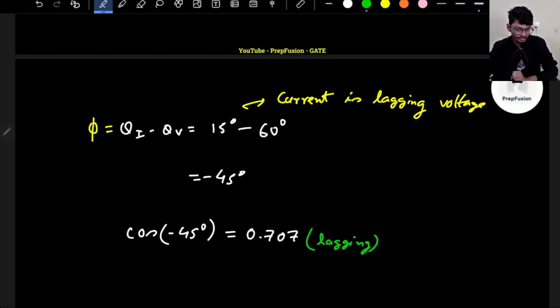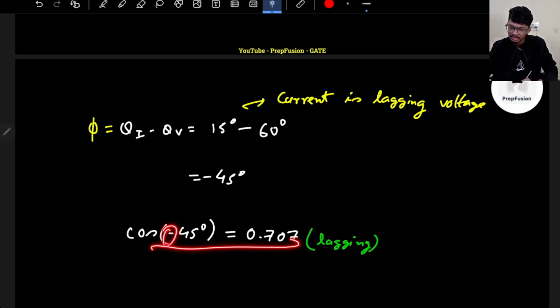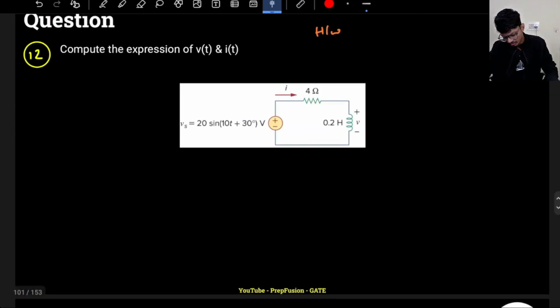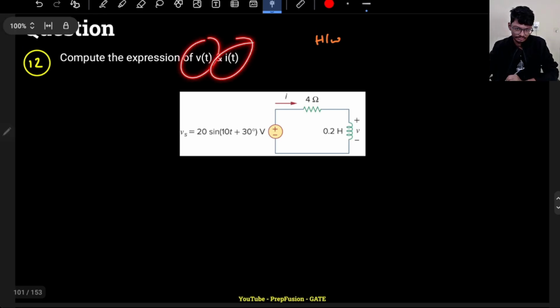This information you have to provide because the information about the negative sign goes away after I solve this. So just be careful regarding that and keep this in mind. Okay, now let's move on to the next question. The next question was this one, where we have to find the expression for v of t and I of t.